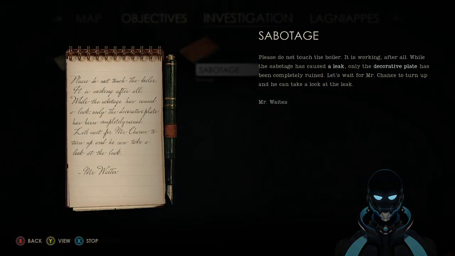Please do not touch the boiler. It is working after all. While the sabotage has caused a leak, only the decorative plate has been completely ruined. Let's wait for Mr.